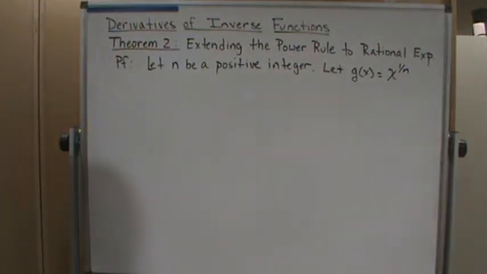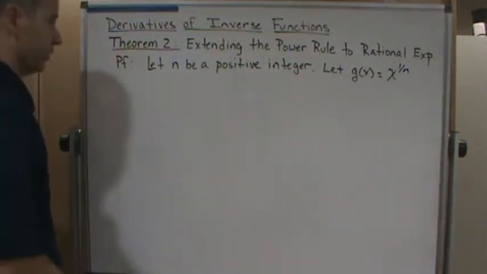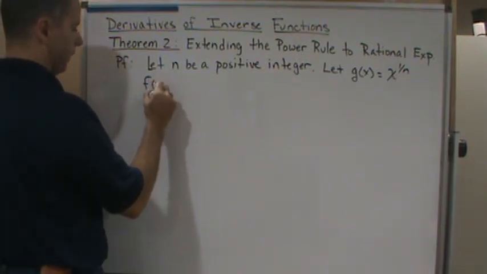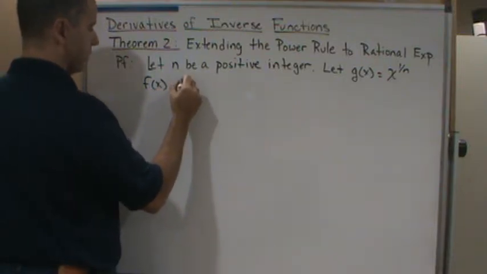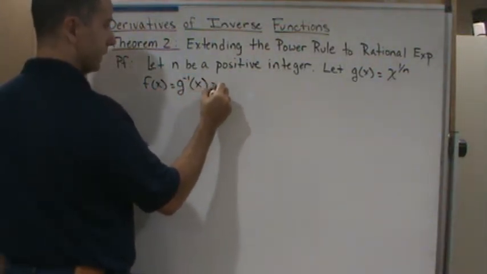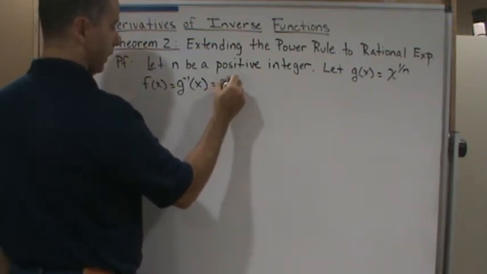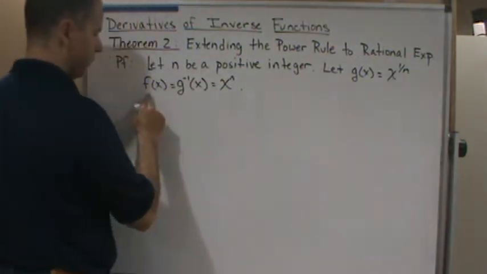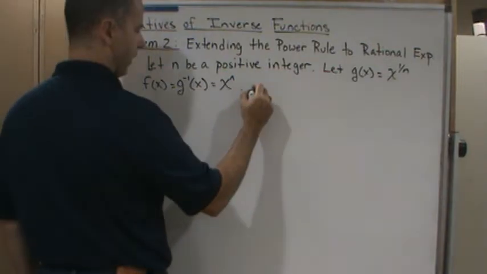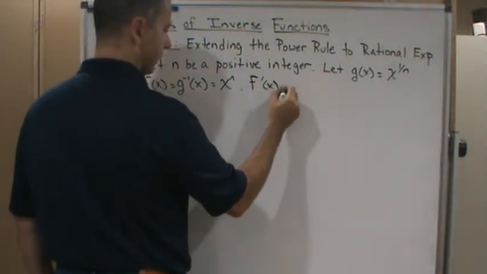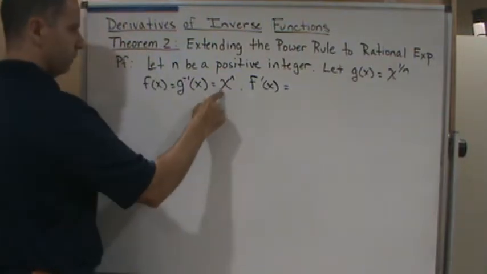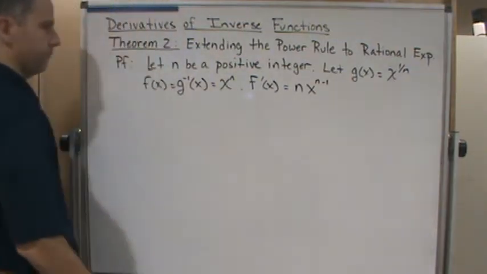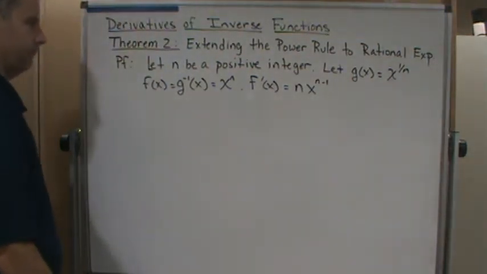Okay, so now we're going to use the inverse function. So the inverse, f of x equals g inverse of x equals x to the n power, right? And so we start by taking the derivative of f of x. So f prime of x equals, well, it's just the power rule. n times x to the n minus 1, right?